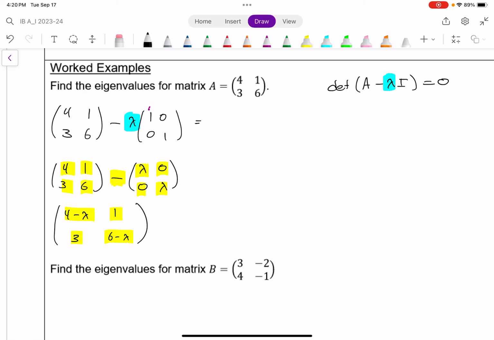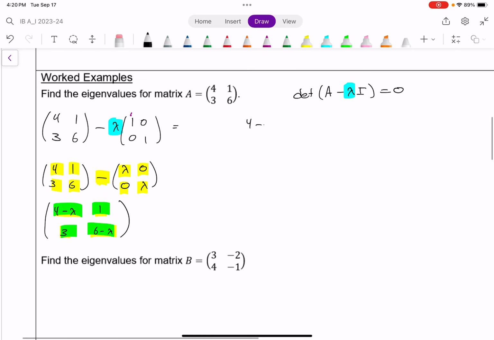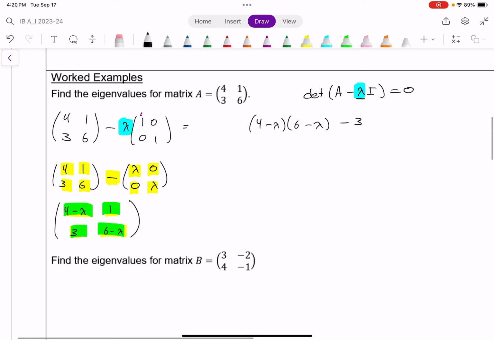And so this here is what I want to find the determinant of. Keep in mind, this process of getting from here to here is always going to be quite similar. If we don't know what lambda is, it's lambda times that identity matrix. So quite often we can speed this up a bit. I want to find the determinant of that, and I know the determinant of that will equal 0. The determinant, remember, is this times this minus this times this. So in this case, it's going to be 4 minus lambda times 6 minus lambda, minus 1 times 3. That's the determinant. And keep in mind, the eigenvalues are the solutions that make this equal 0.